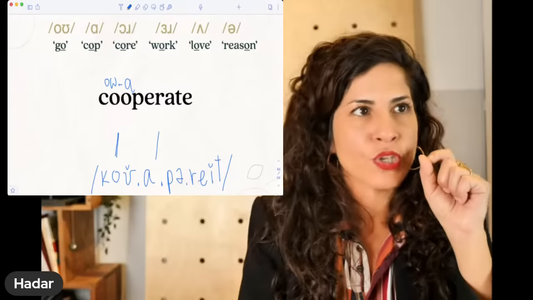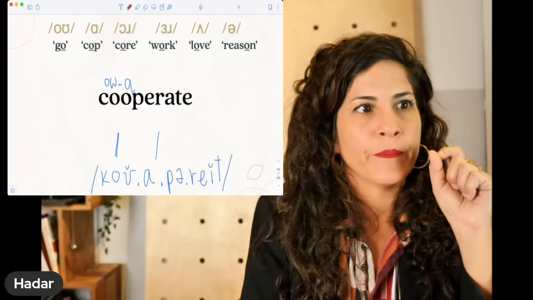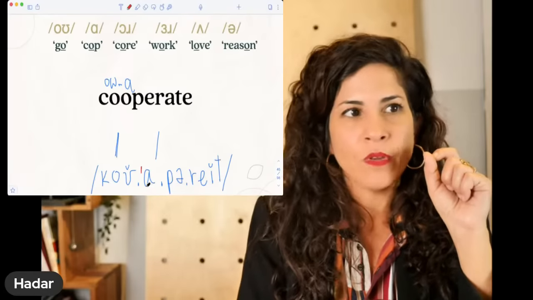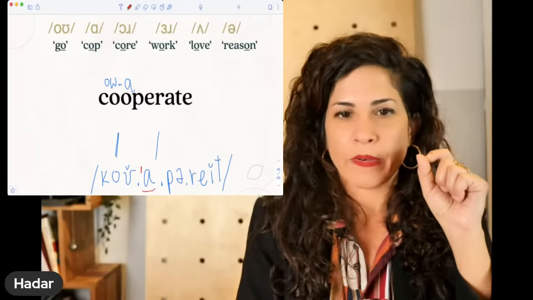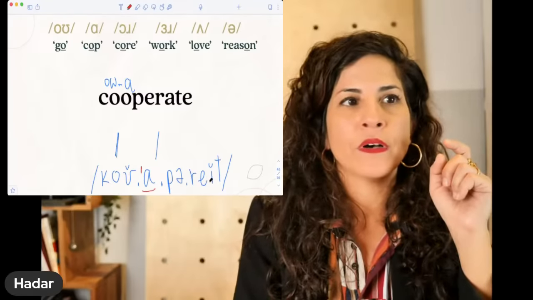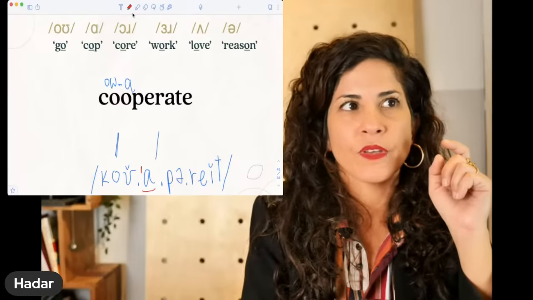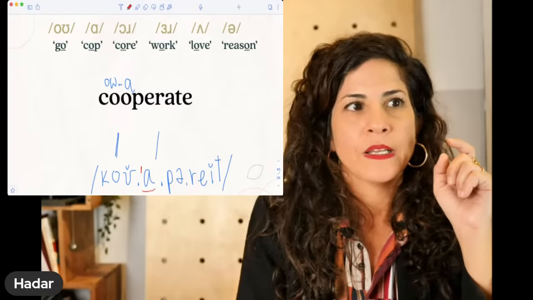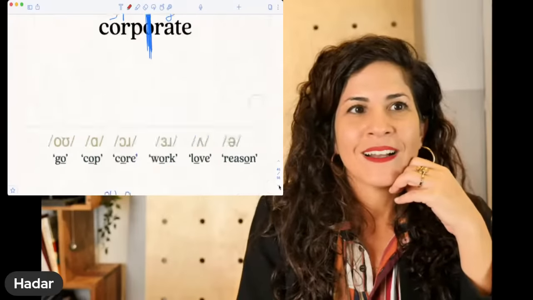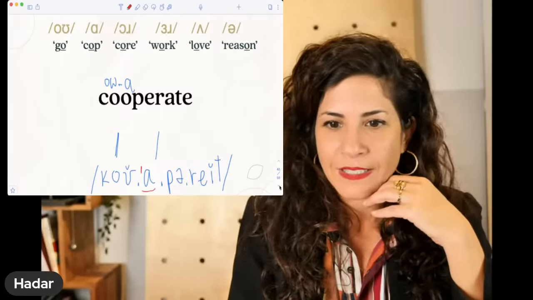Now, I'm going to change the color just so you see it. This little apostrophe to the left of the syllable suggests that this is the primary stress. So that's how you would read IPA. Cooperate. Okay? Okay, good. So corporate, cooperate, corporate, cooperate. Good.